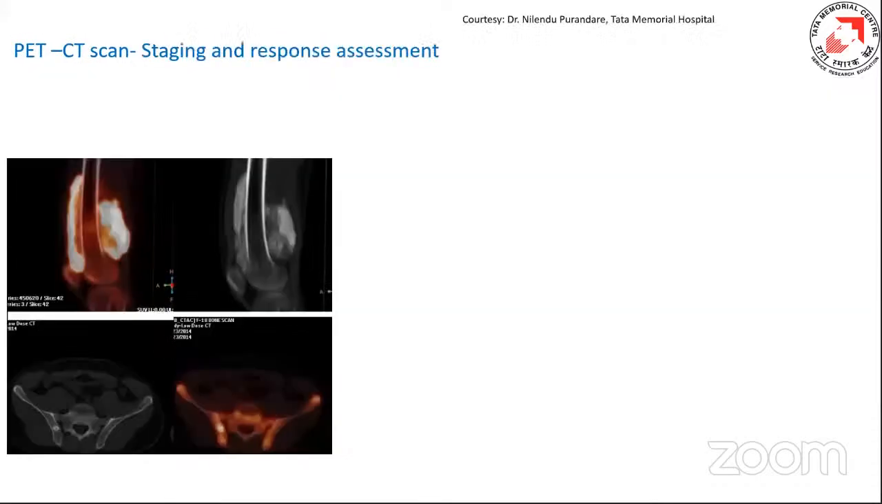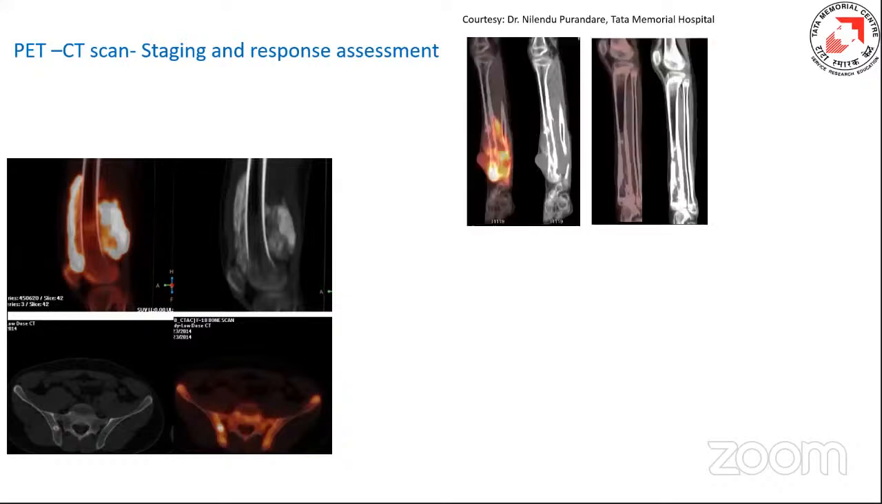Next slide, please. So PET is also helpful in identifying loco-regional staging and systemic metastasis, especially in the bone. And also in the response assessment. In the earlier case, it is a Ewing sarcoma, and you can see that there is a complete metabolic response on the follow-up. Next slide, please.